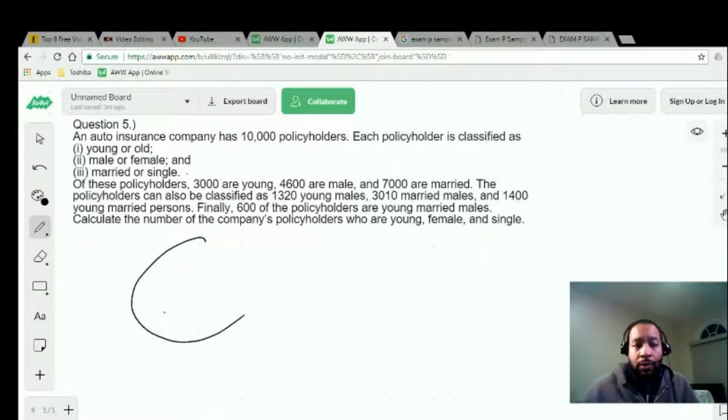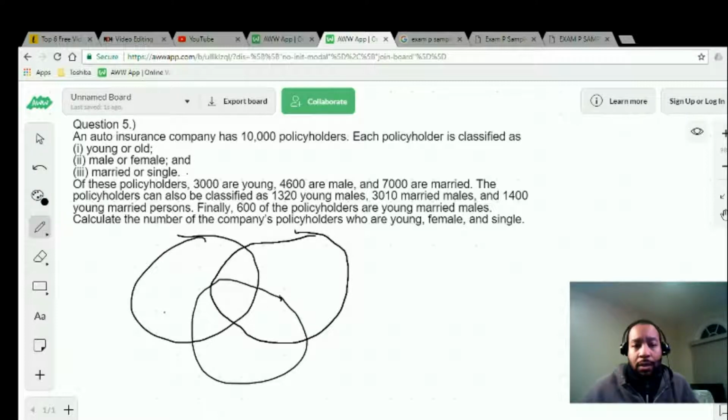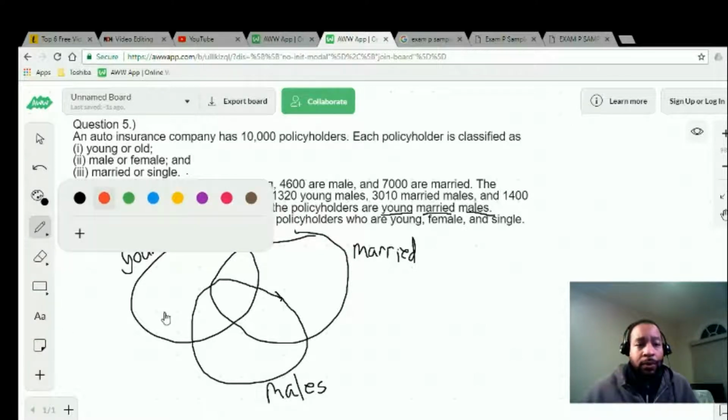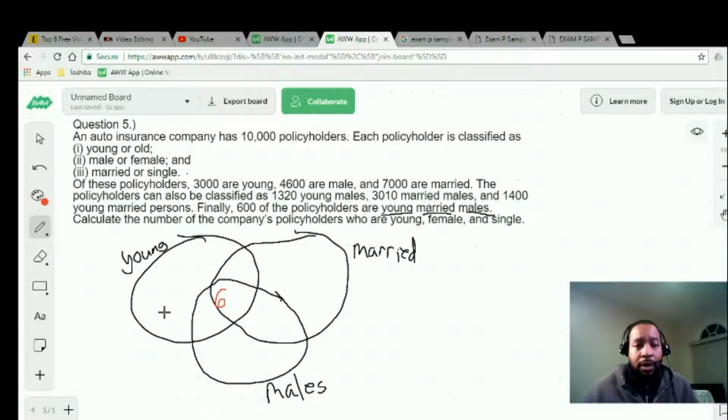Okay, I'm going to do this diagram. And what I'm going to do is take these keywords straight out of the question. See how it says young, married, males for the 600? Well, then I'm going to call this circle young, this circle married, and this circle males. And I'm going to put a nice 600 in the middle here, because that is what we are told from the problem. There are 600 people in the intersection, if you will, of young married males. Then what we want to do is work backwards.